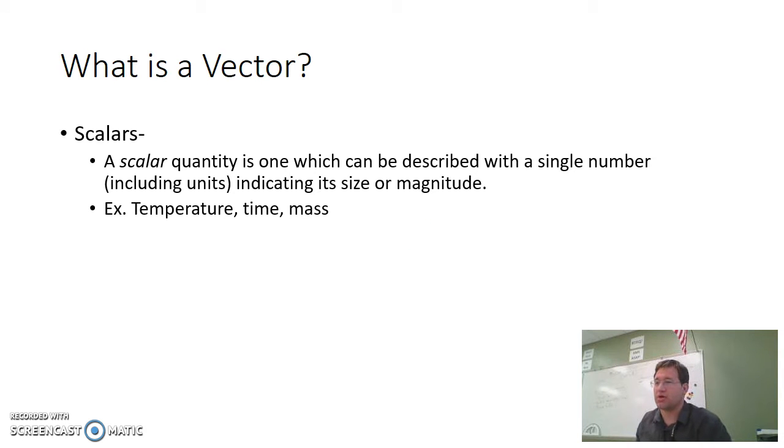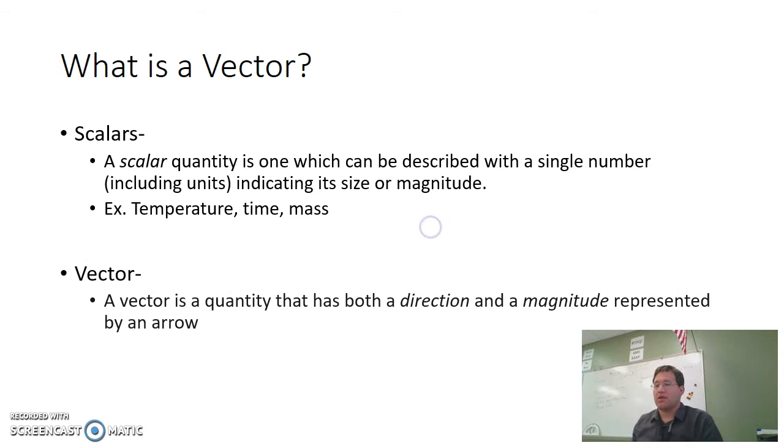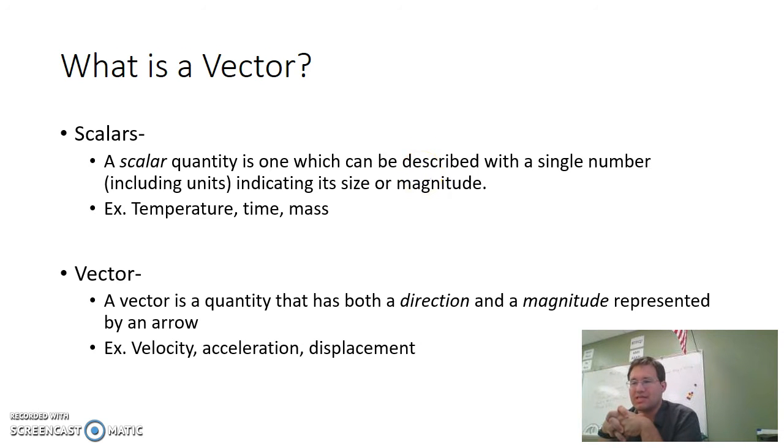Then what's a vector? Well, a vector is a quantity that has both a direction and a magnitude, and it's represented by an arrow. So what's an example of this? Well, our classic examples are velocity, acceleration, or displacement. Each of these has a value, such as with velocity, it's how fast are you going, which is 30 miles per hour or 10 meters per second, whatever it may be.